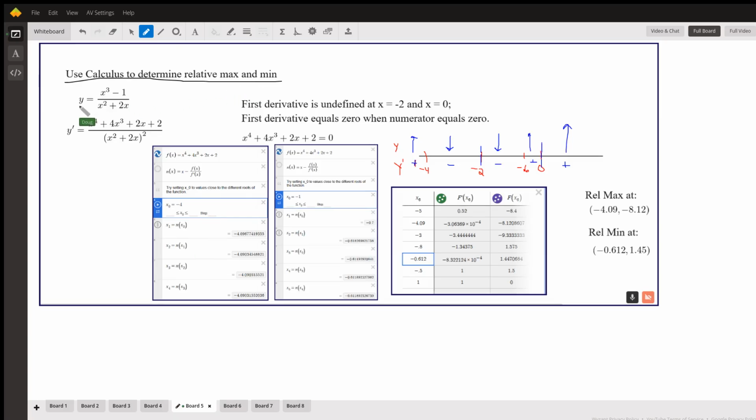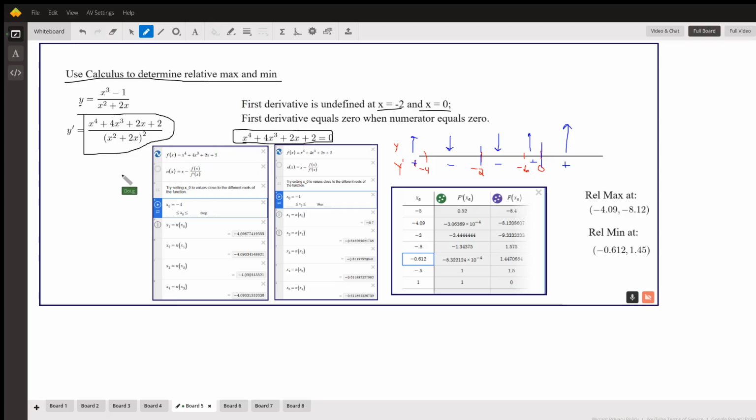Now for calculus, this is horrible. Here's the original function. You could use the product or the quotient rule to find the first derivative. I won't go through all the details, but there's the simplified form. The first derivative is undefined at x equals -2 and x equals 0. That's not surprising because that's where the vertical asymptotes occur. But the first derivative equals 0 when the numerator equals 0. We want to test for critical numbers. And to solve this equation, you're probably going to have to use numerical methods.